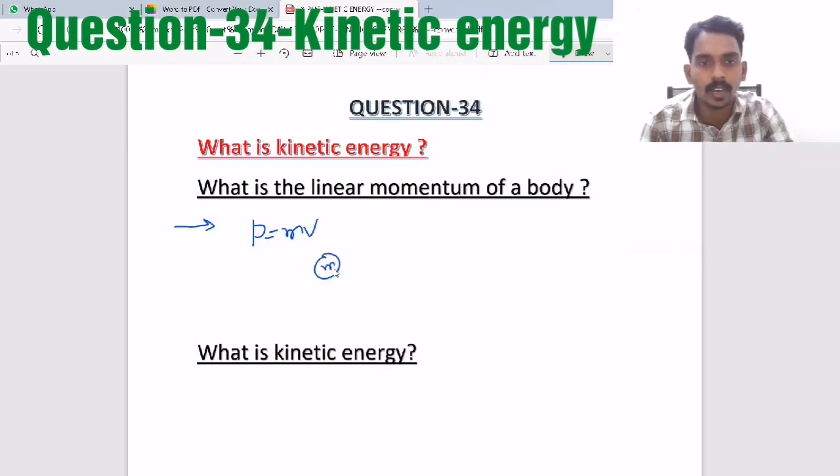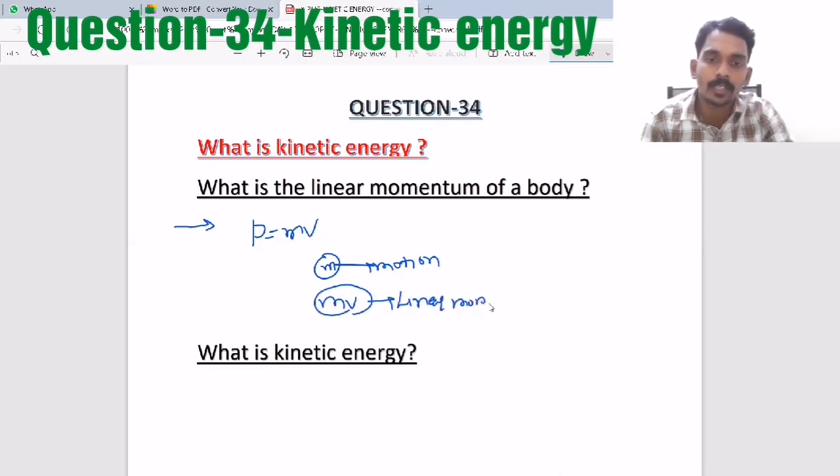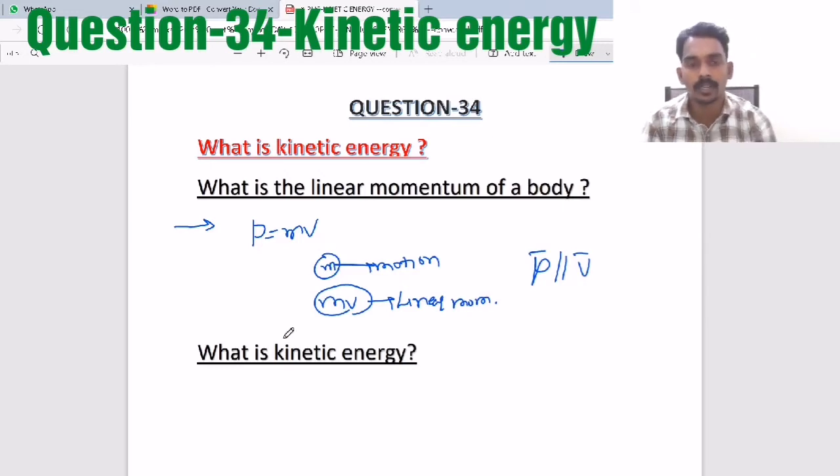For every body of mass m which is in motion, there is one velocity associated, and the product of mass into velocity we call linear momentum. So linear momentum is a vector quantity and it always directs along the v bar direction. So p bar is parallel to v bar. That is the basic definition we required.